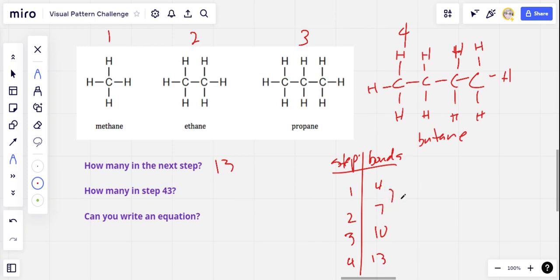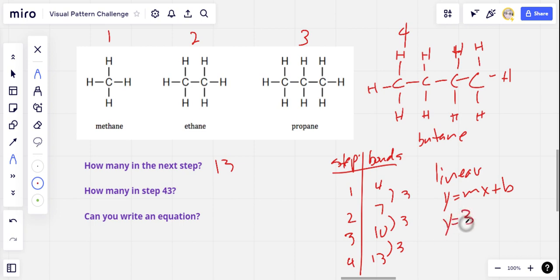When we take the difference between each step, 7 minus 4 is 3, 10 minus 7 is 3, 13 minus 10 is 3. Aha, we get a constant. So we can see that this is a linear rate of growth in this pattern. When you get that constant in the differences, it's linear. And we can use this equation for a line, y equals mx plus b, to model that. The m, the slope of your line, is going to be this rate of change, the increase in each step.